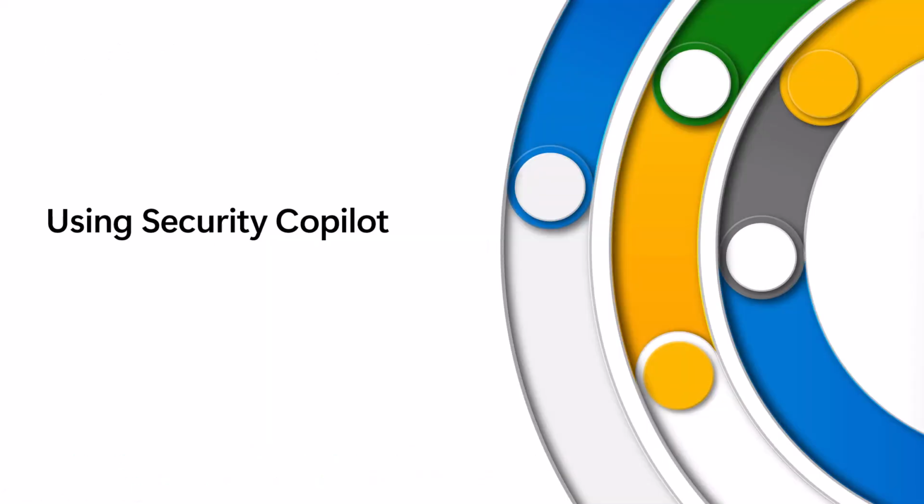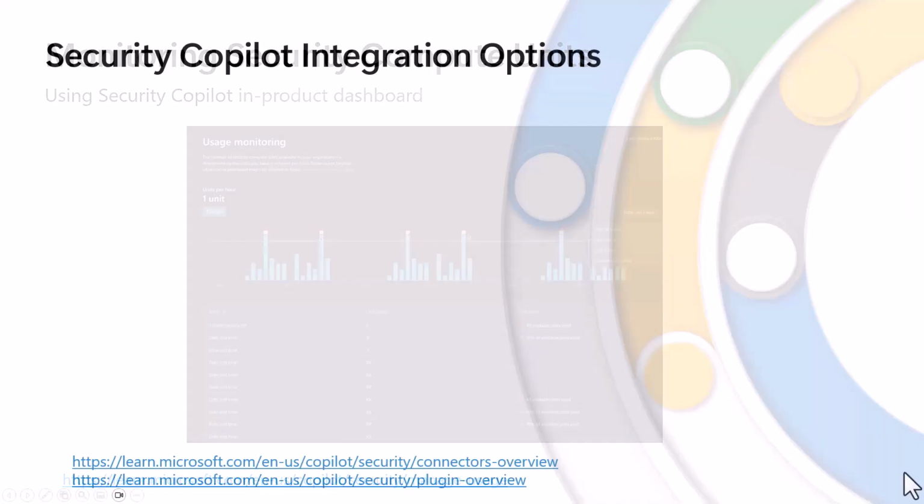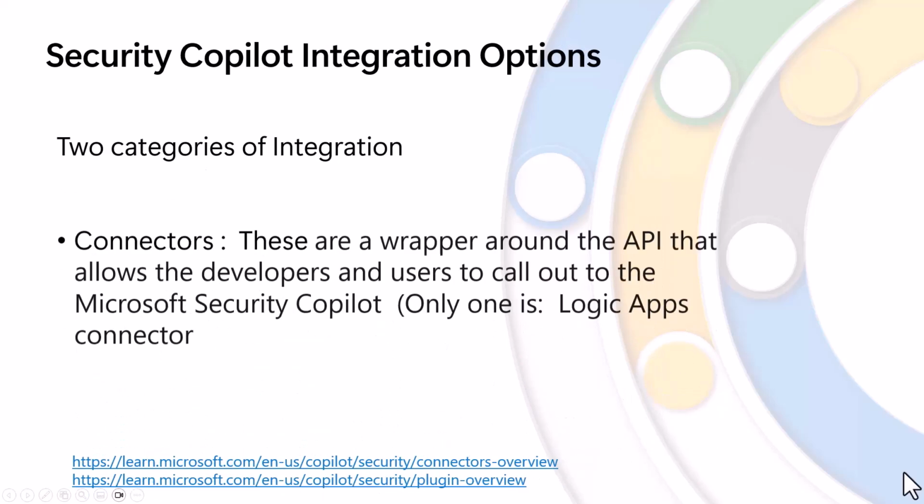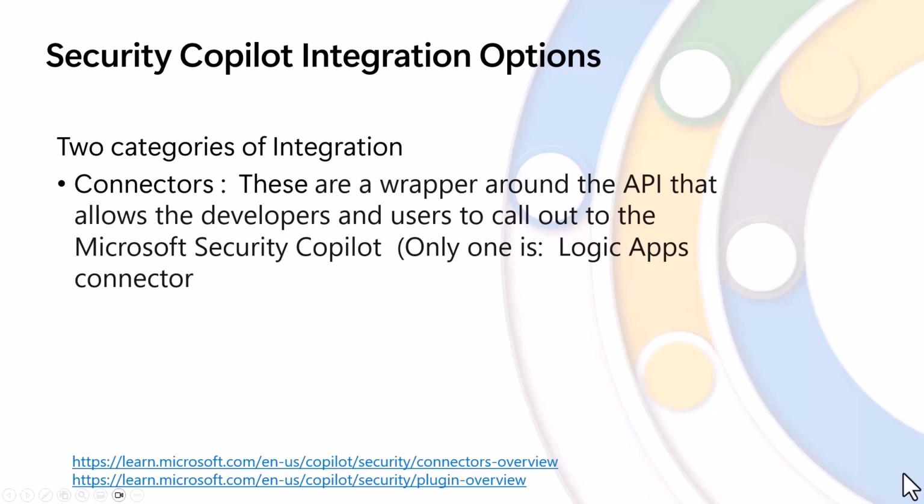Okay, now we've discussed setting up Security Copilot and integrating it with components of the Microsoft Unified Security Operations platform. Let's move on and discuss how to use Security Copilot. Security Copilot provides 2 approaches to integration. Connectors are a wrapper around the Copilot API that allows developers and users to call out to Security Copilot. The only example of this I'm aware of is a Logic Apps connector, which provides for low-code development in Azure Logic Apps that utilizes the features in Security Copilot.